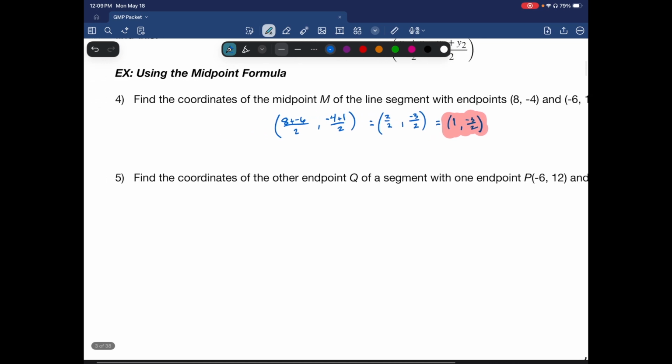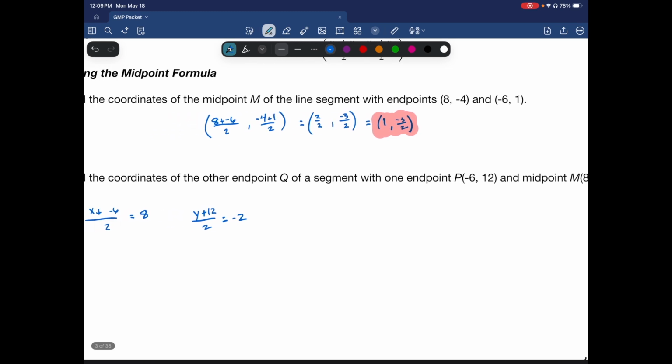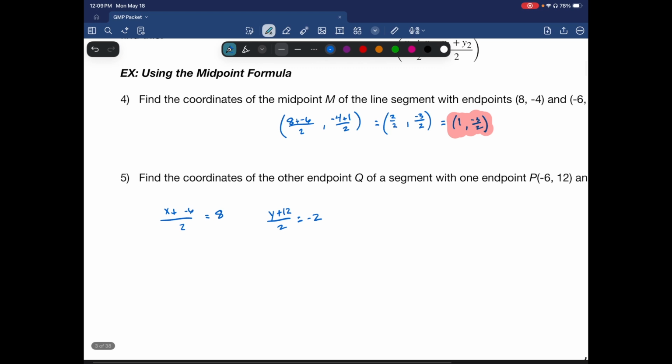So that means that we have (x plus negative 6) over 2 equals my x value, which is 8. And then my y value is (y plus 12) over 2 equals negative 2. Okay, so once again, I don't know what my q values are. So I don't know my point for q. That's what I'm looking for. So if I had a q and was looking for the midpoint, I would say the average of the x's of p and q and the average of the y's of p and q, and I would get the midpoint. But since I already have the midpoint, then I would set it up like this and solve for x and y.